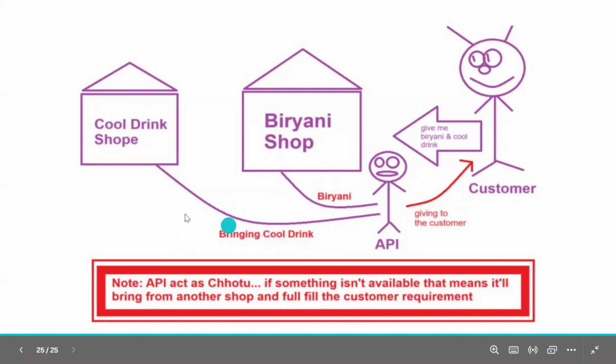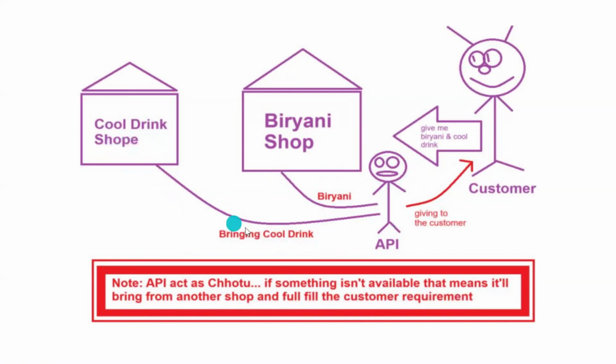Sometimes, suppose the cold drink shop is closed. In this case, API can't bring the data, right? Suppose the cold drink is not available. In this case also, API can't bring the data. So sometimes API fails to bring the data from the backend. For example, on Zomato you see a Google Map. That Google Map is coming from API. Zomato people are using the Google Map API. They didn't create their own map.